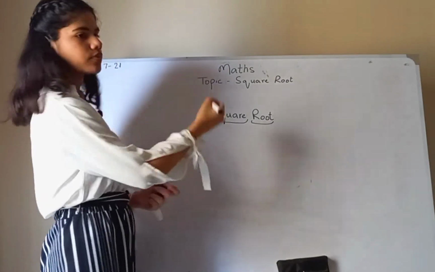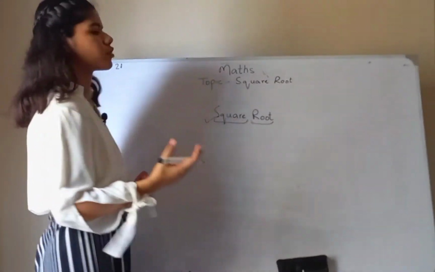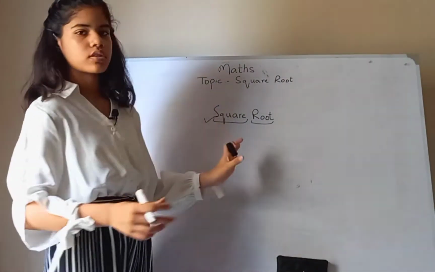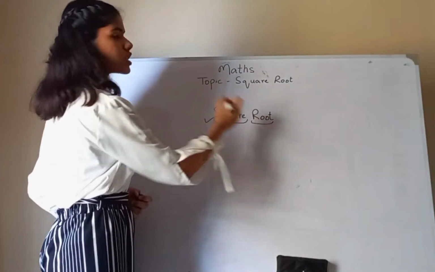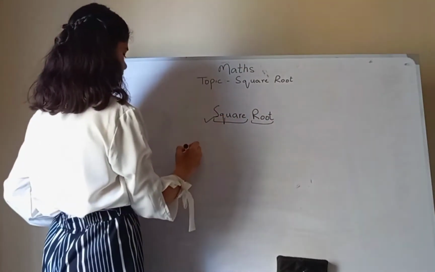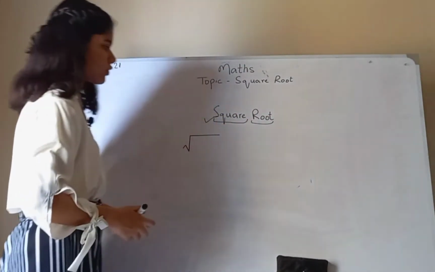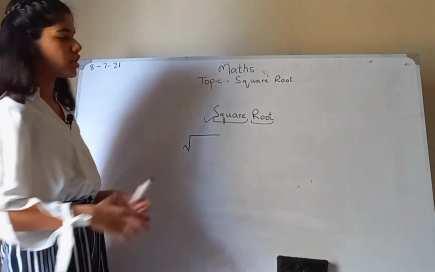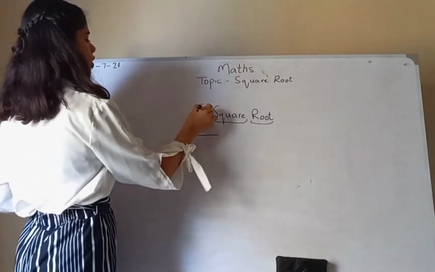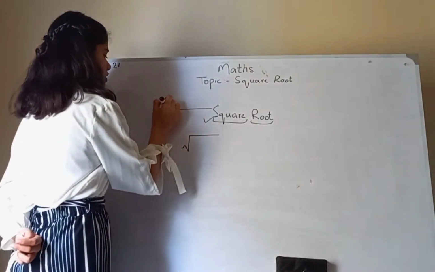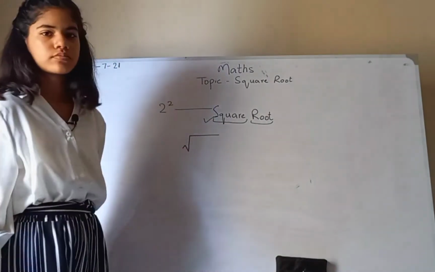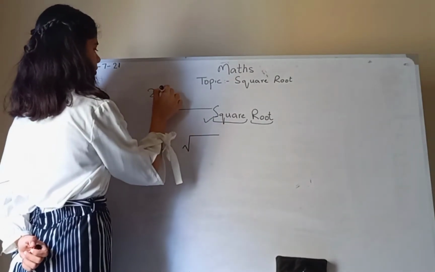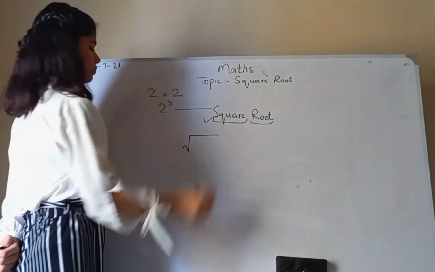The specific symbol we use to represent a square root is this. This is the symbol for a square root. To represent a square, we have just learned that we can write like this: 2 squared, or in product form, 2 multiplied by 2.